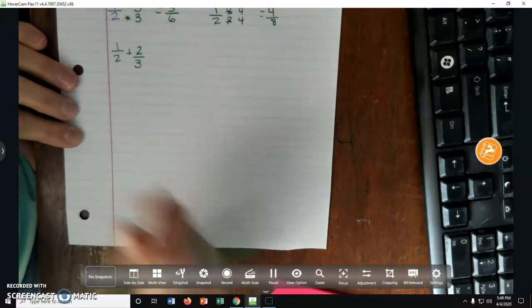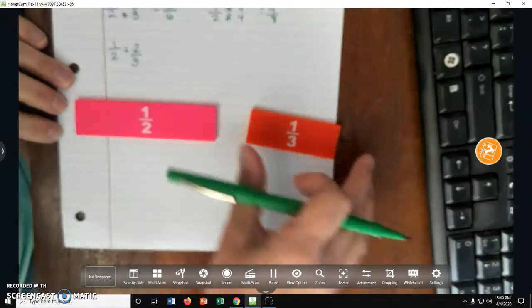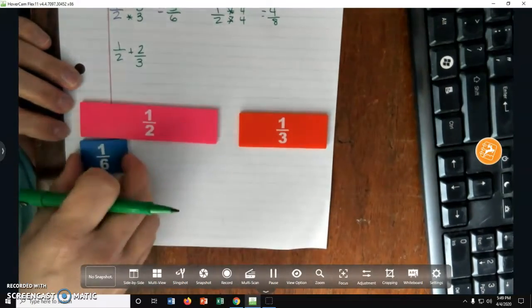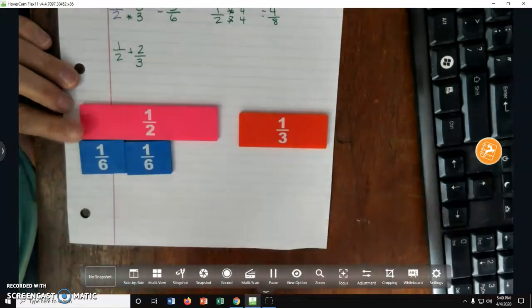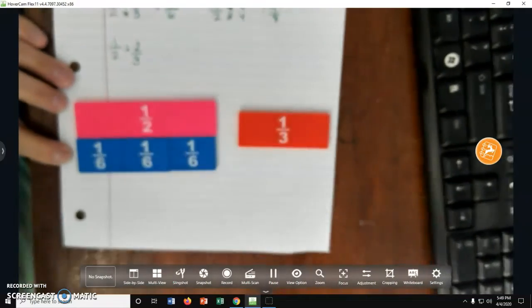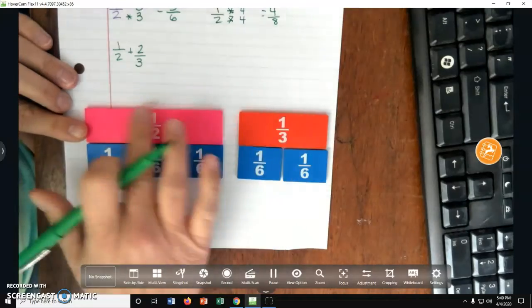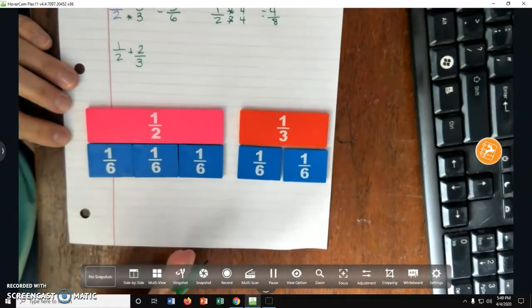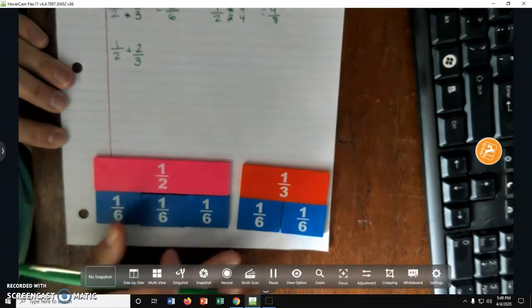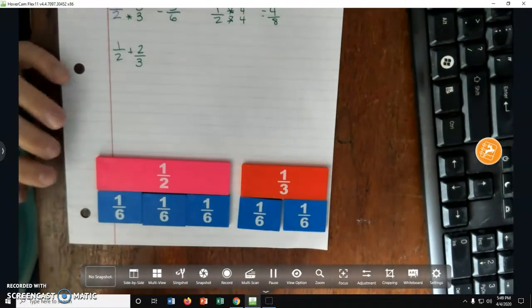And we can see what can I do to a half and what can I do to a third that's going to get me in the same units. Well, I could take this half and make it be 3/6, and I could take this 1/3 and make it be 2/6. So what can I do to both of these so they have the same units? Knowing those multiplication facts, those fact families, is so helpful because you can just see it. You just know that those numbers go together.